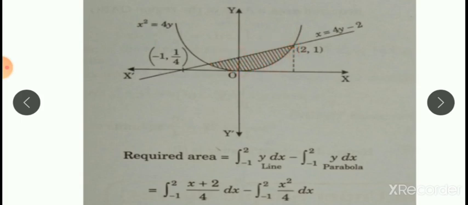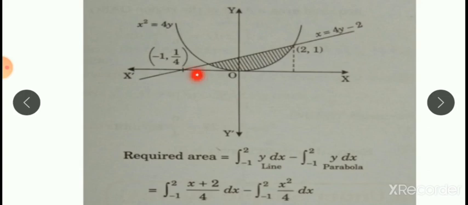How can we calculate the area? If we are able to calculate the area of this triangle, this one triangle, minus the area of this part and this one part, then this will be our required area. First see, this area of the triangle is covered by the line, x-axis, and x equal to minus 1 to x equal to 2. These are the limits.